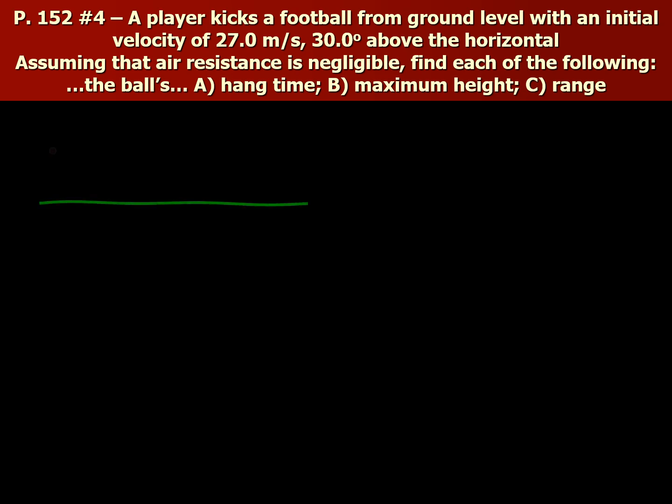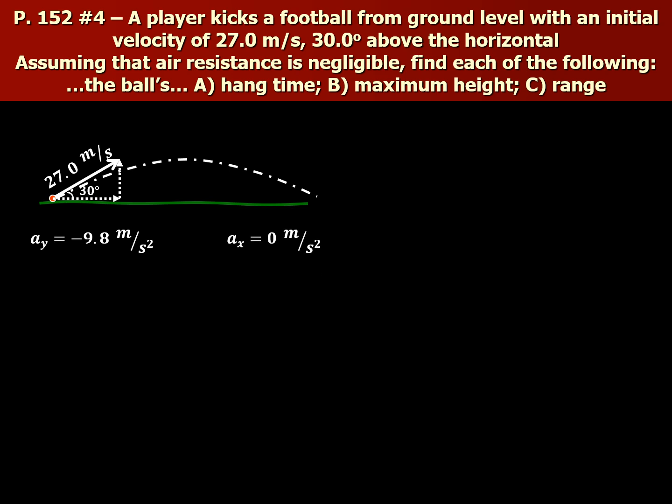Alright, so we got this object being kicked 27 meters per second at an angle of 30 degrees. We're going to start listing the information we know. We know that in the y direction we have acceleration negative 9.8 meters per second squared. The x direction is going to be 0 meters per second squared. The y direction's velocity, the component of the velocity over here, that's opposite, so we're going to use 27 sine of 30, and then we're going to use cosine of 30 for the x component.